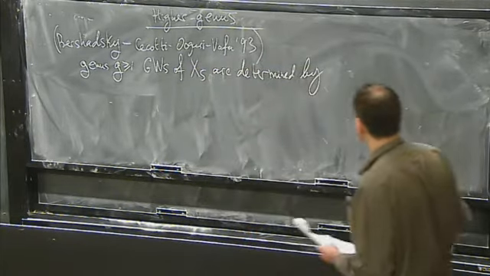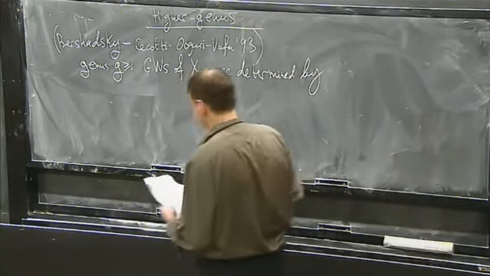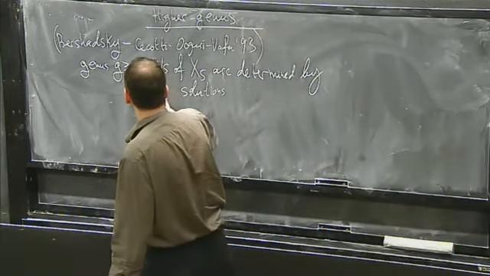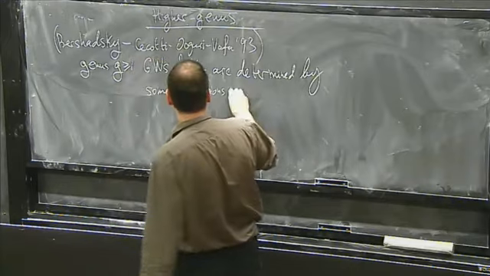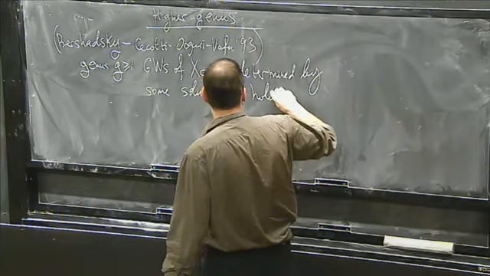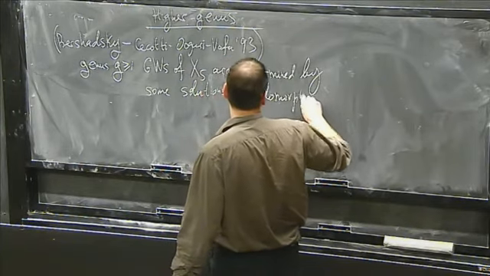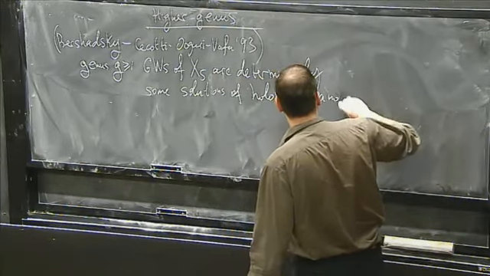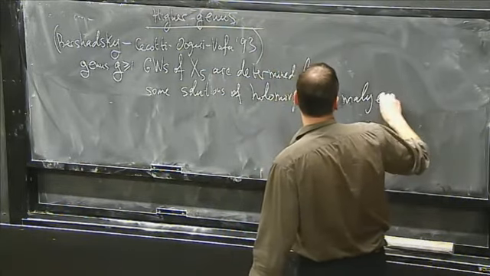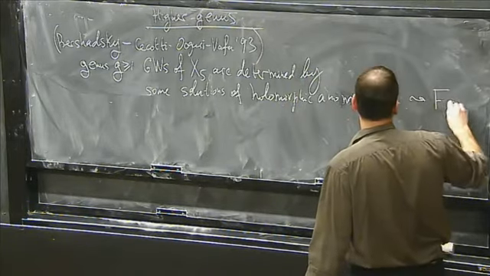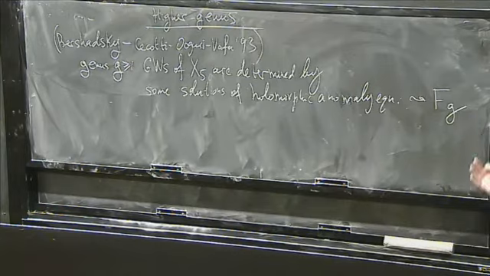It is determined by some solutions of what we call the holomorphic anomaly equation. And we call these solutions FG. And so that's not really a mathematical statement, since it's not completely clear what this means.